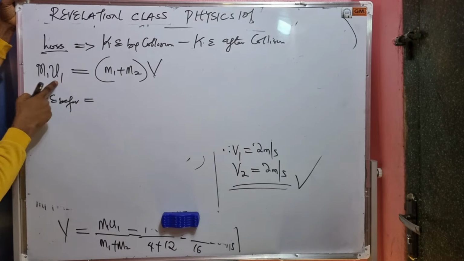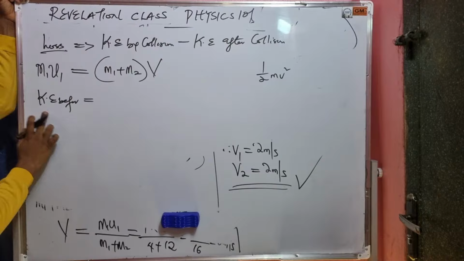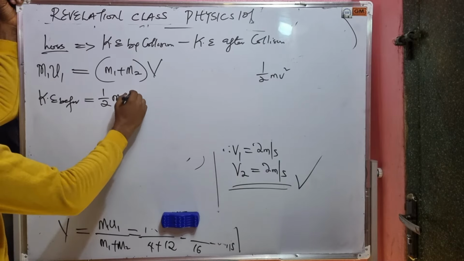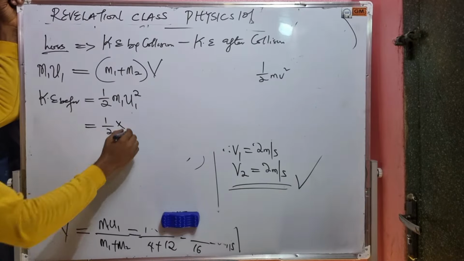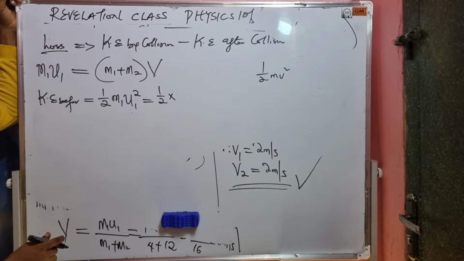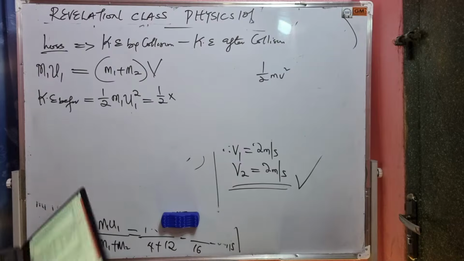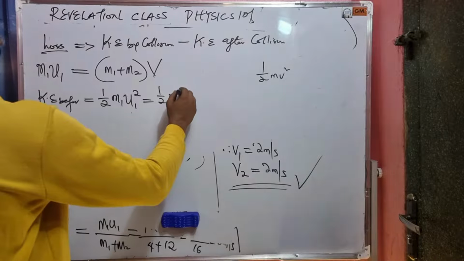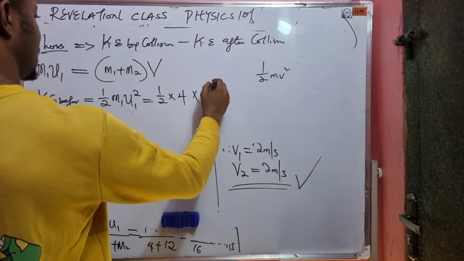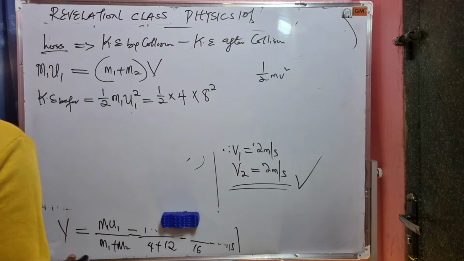So what we do is find our KE before collision. KE before collision is simply this, and KE is half m v squared. So I'll convert this expression now to our KE. That will give us half M1 U1 squared. That gives us half times our M1, which is 4, times our U1, which is 8, squared. So 8 squared is 64.